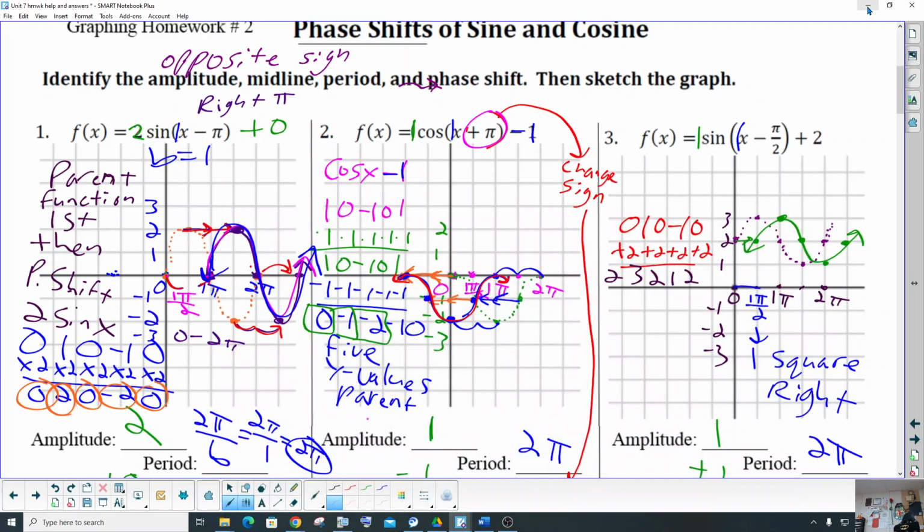Okay, so we're going to be doing a helpful video to help you on phase shift, because phase shift can be pretty tough. And we did number 1 and number 2 and number 3 in class. So we're going to take a look at problem number 4 next.